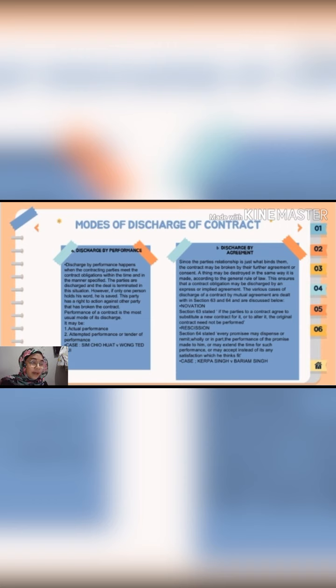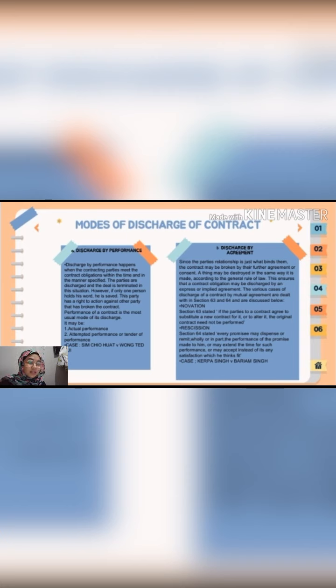For discharge by agreement, a contract created by agreement is also terminated or discharged by the agreement of all the parties. The agreement to discharge the contract can also be made subsequent to the contract, according to Sections 63 and 64. Under Section 63, if the parties to a contract agree to substitute a new contract for it, or to rescind or alter it, the original contract need not be performed.